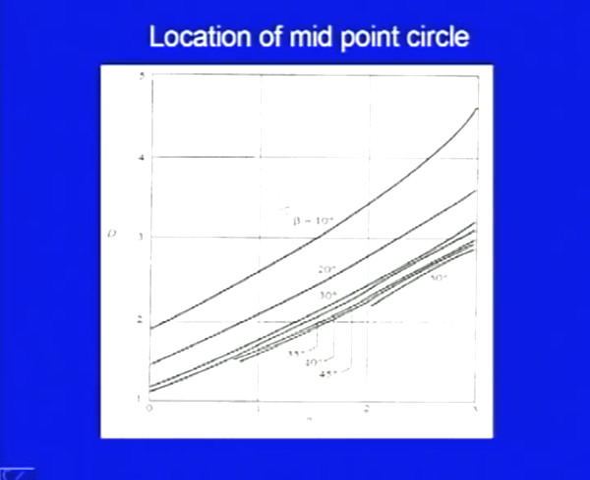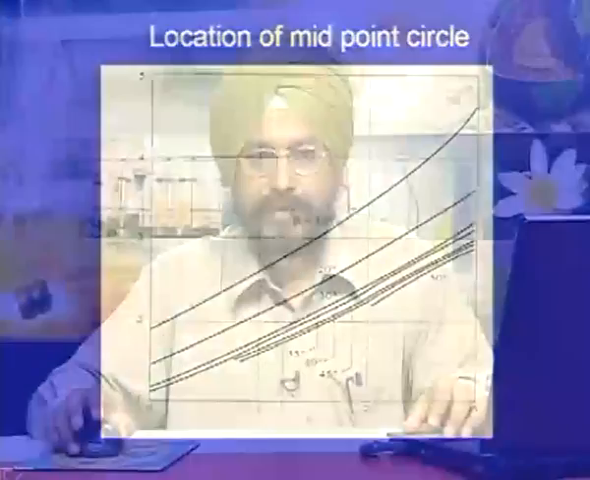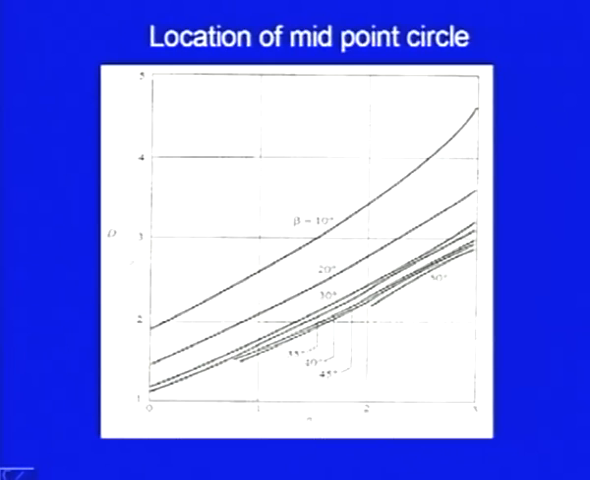Here is the chart which can be used to find out the location of the midpoint circle. I defined the parameter d there. D was the ratio of the depth of the firm base to the height of the slope. So, d is here, and another parameter n is here, and for different beta values these are the curves.